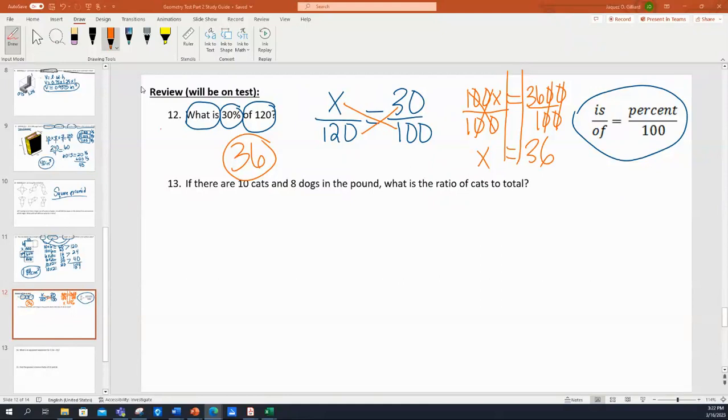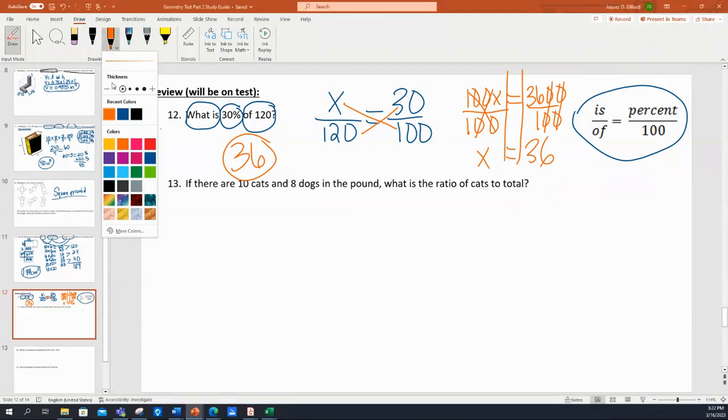It says if there are 10 cats and 8 dogs in the pound, what is the ratio of cats to the total? Ladies and gentlemen, I noticed on your test that a lot of you are not reading it all the way through. Please be very careful. This is an easy question.